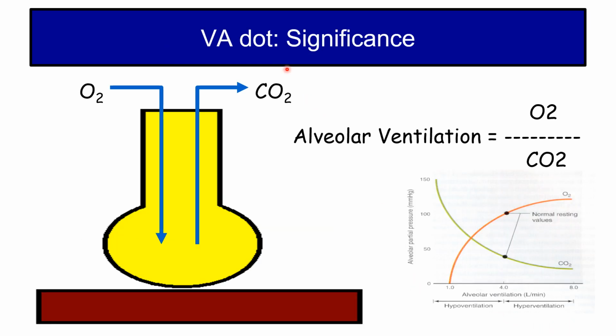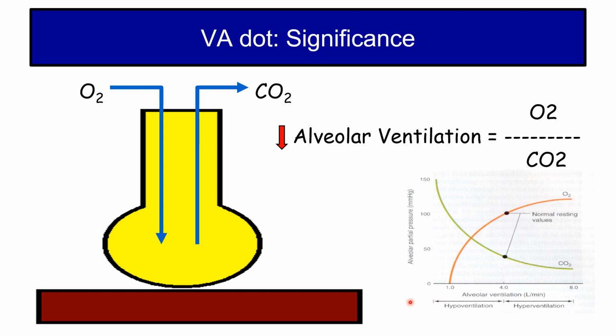Now, the VA dot has a lot of significance. The greater the alveolar ventilation, the greater is the O2 tension, the lower is the CO2 tension. This is seen in this graph here. Why is that so? Because alveolar ventilation is the mode of delivery for O2 from the atmosphere into the alveoli, into the body. Alveolar ventilation, on the other hand, is the mode of elimination of carbon dioxide from the body into the alveoli, out into the atmosphere. That's why we have this relationship.